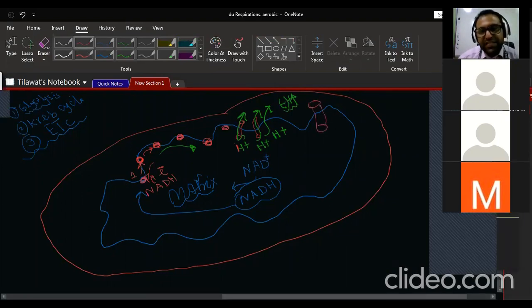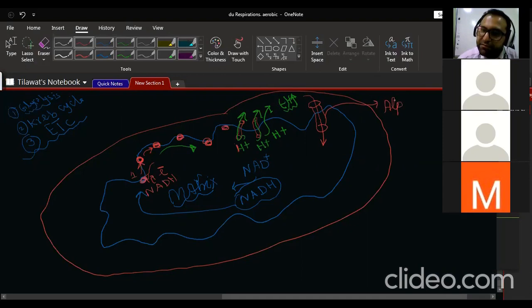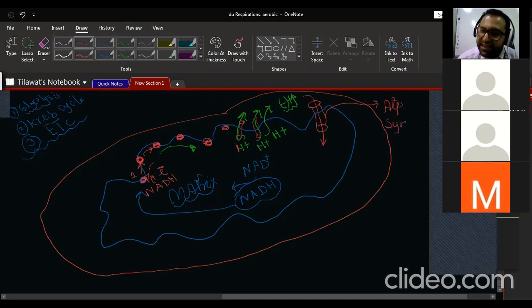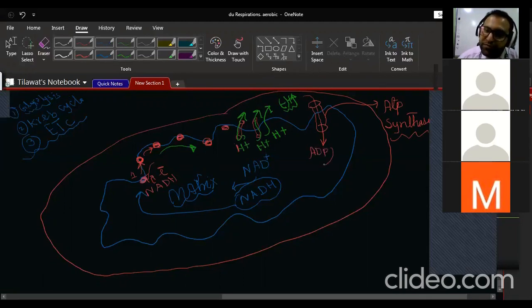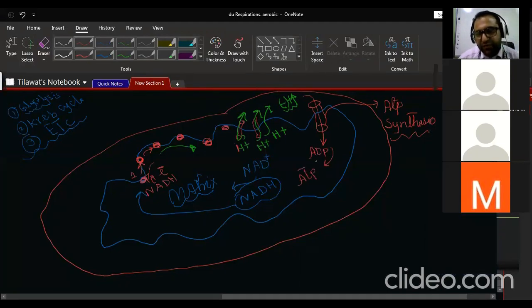by a special enzyme. What is the name of that enzyme? Tell me. ATP synthase. And that enzyme will help to convert ADP into ATP.